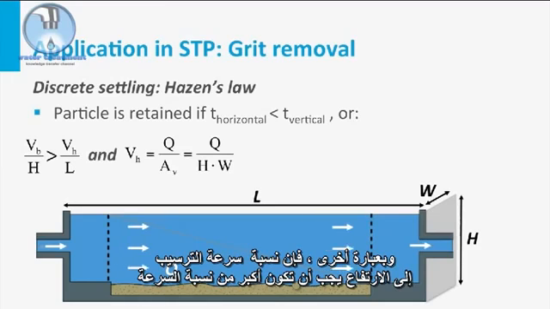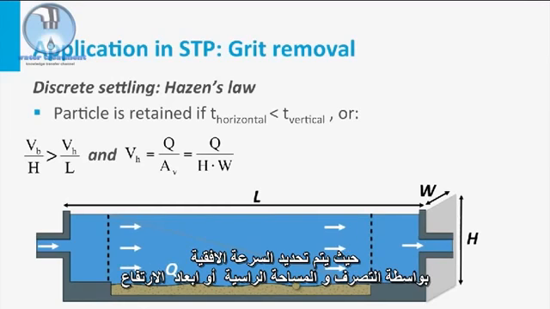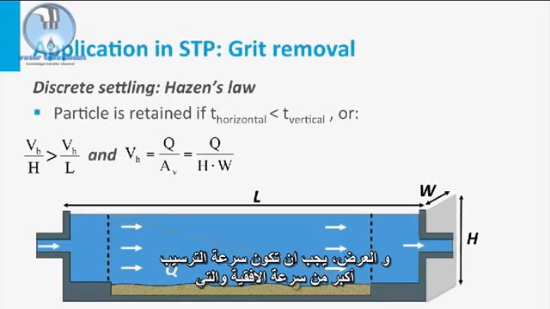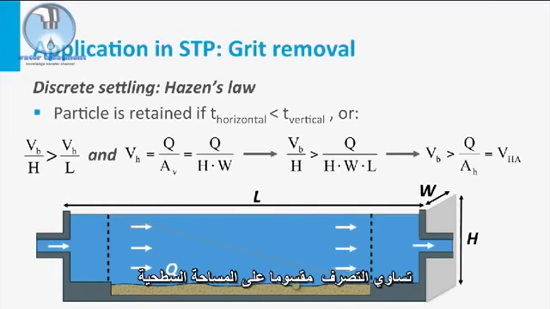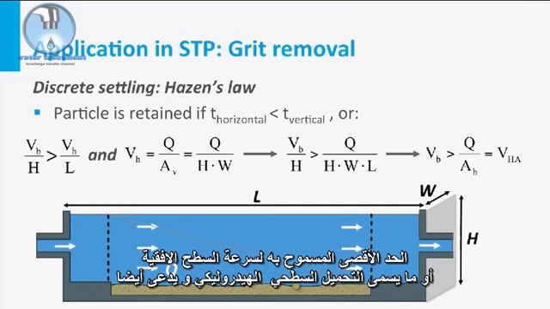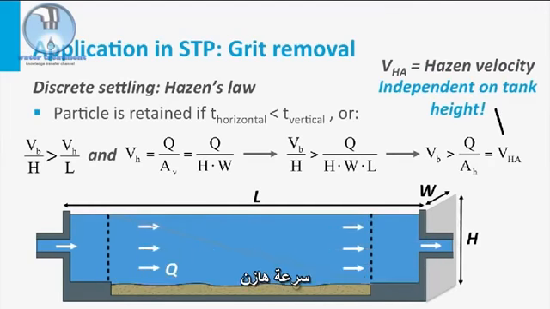In other words, the ratio of settling velocity to height must be larger than the ratio of horizontal velocity to length. Since the horizontal velocity is determined by the Q and the vertical surface or height-width dimensions, the settling velocity must be larger than the surface velocity, which is the Q divided by the horizontal surface. The maximum allowable horizontal surface velocity or hydraulic surface load is also called the Hazen velocity.